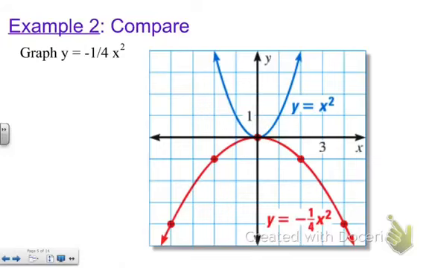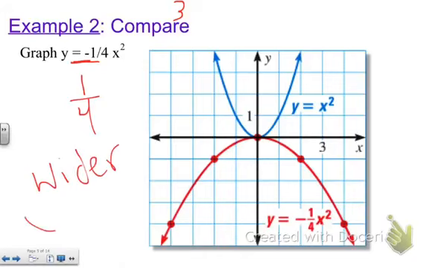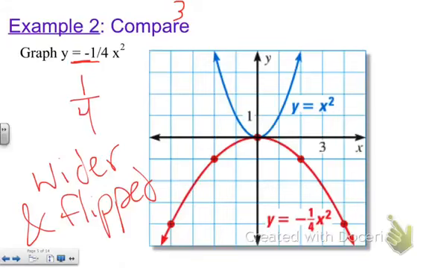Now, if we have y equals negative 1/4 x squared, you'll notice that a few things happen. First of all, it flipped the other direction, and that's because of the negative. So anytime you have a negative, it's definitely going to be facing down. And then the fraction versus the whole number, the 3 from before, made it wider than the original parent function. So wider and flipped would be the comparison there.